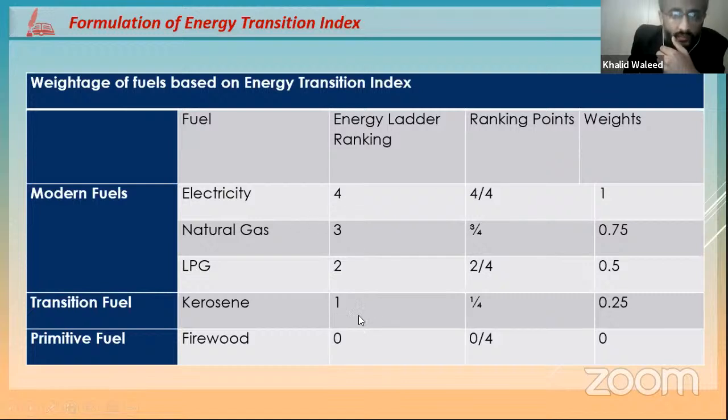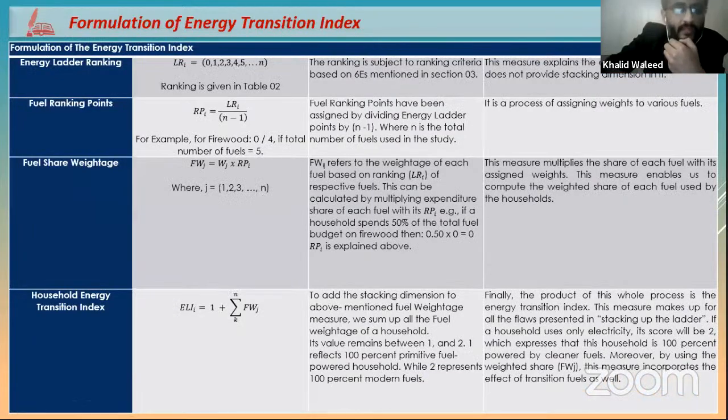On this ranking, we can assign weights to these fuels, and these weights are 1 for electricity, 0.75 for natural gas, 0.5 for LPG, 0.25 for kerosene, and 0 for firewood. Okay, once these weights have been assigned, we have used this criteria to formulate our energy transition index.